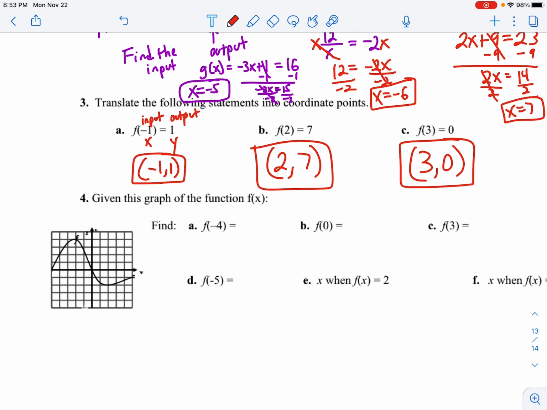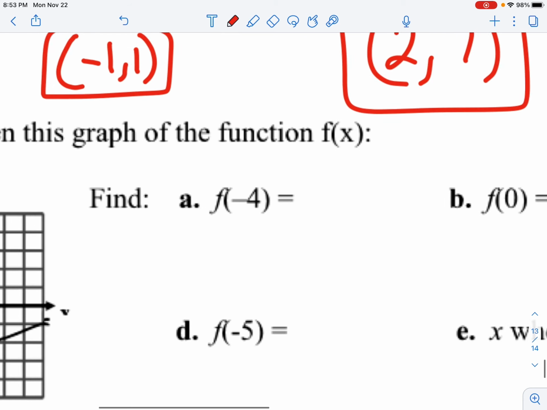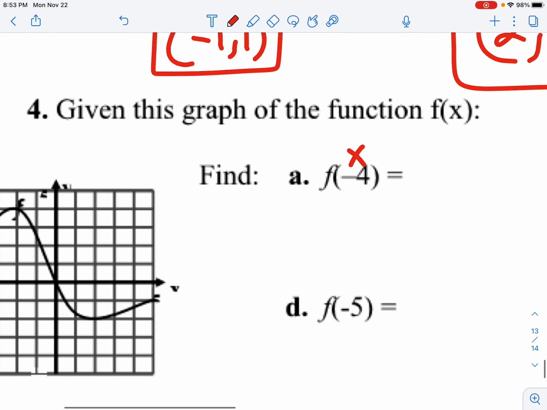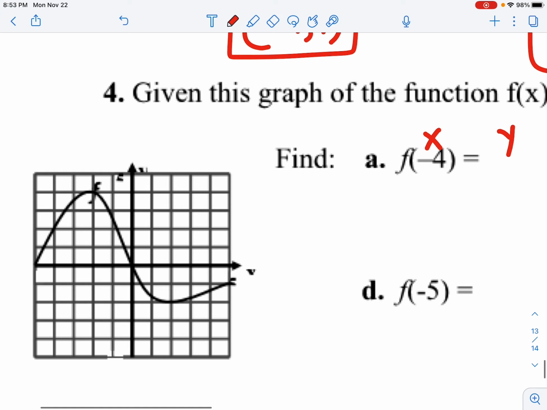And then finally, this bottom section here where you're given a graph. So the number in the parentheses is the x. So when x is -4, what's the output? Or in other words, what's the y? So if x were to be -4, which is right here, right? Well, here's the point on the graph. What's the y value there? So the y value is 2.